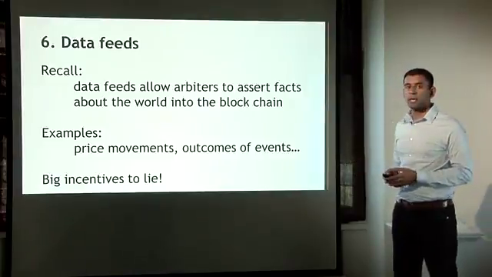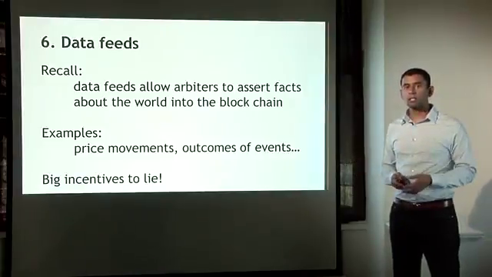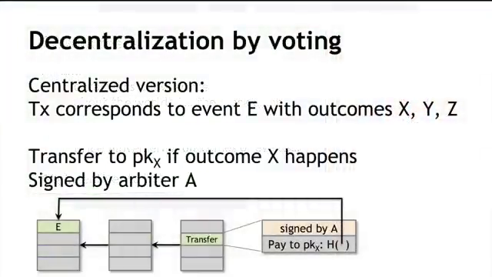So what do I mean by a threshold of arbiters? Let's look at a concrete example. Here is one way to implement a data feed: a centralized version, or a somewhat centralized version where you still have individual arbiters, and there's competition between arbiters and so on.